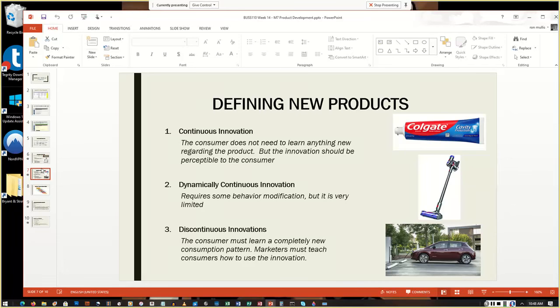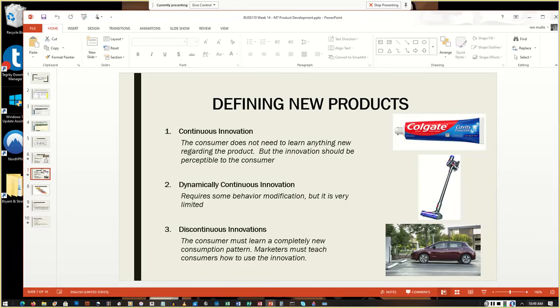So you have your continuous innovation, your dynamically continuous innovation, and then your discontinuous innovation. For the continuous innovation, when a product is released, the consumer does not need to learn anything regarding the product. An example of that would be something like toothpaste. They usually come out with different types of toothpaste with different features or benefits, and the manufacturer has to market those benefits or features.